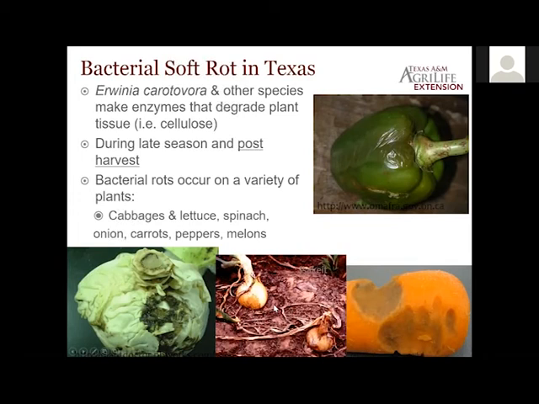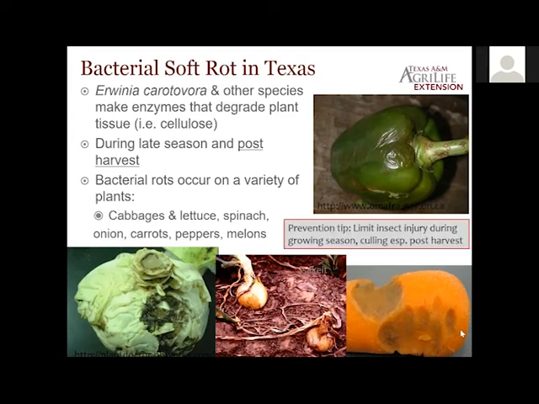It's so gross. The one thing to know about this is if you do have an issue with this, even the tiniest spot, let's say on this carrot, it was just this little spot, you still want to call that out because if you store it with other healthy produce, it will contaminate it and ruin the whole batch. Key prevention tips: limit insect injury during the growing season, especially that later half of the season, and anything that's even suspect post-harvest.